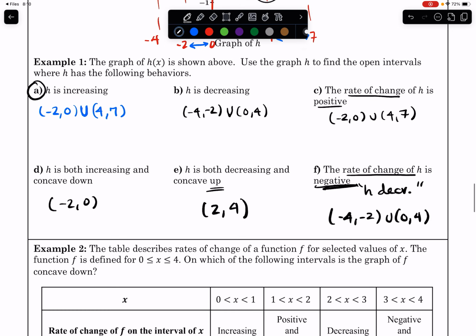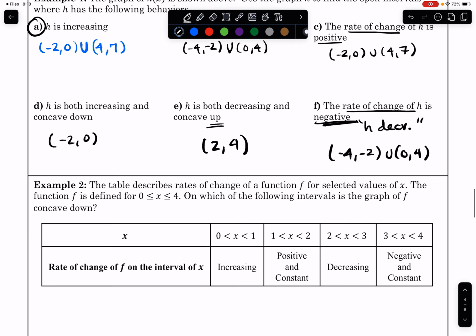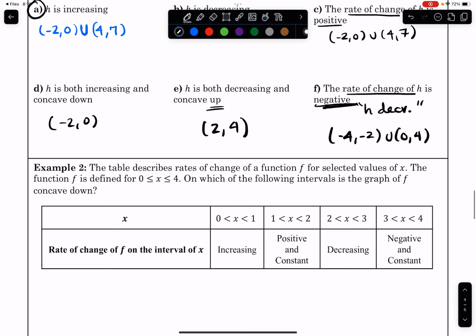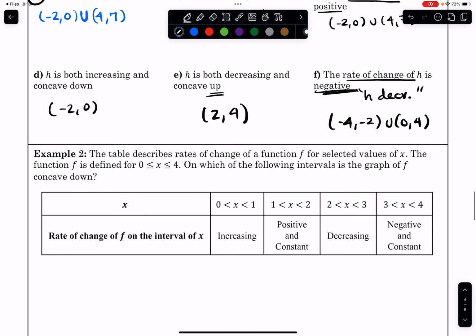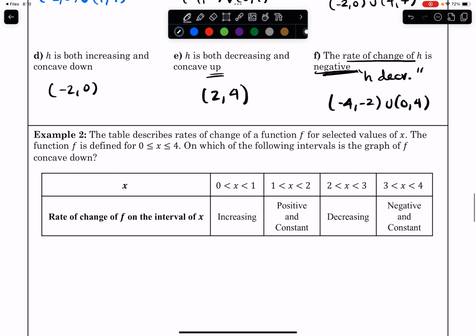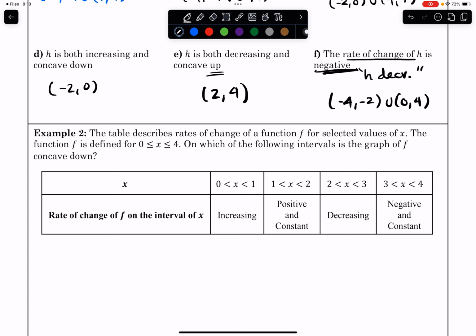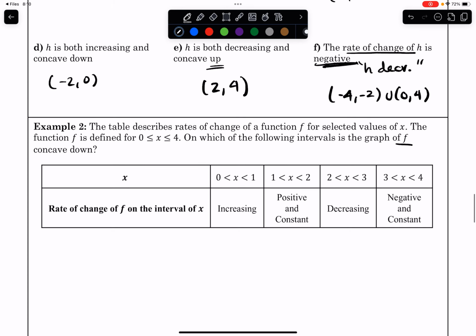Now let's look at one more example of describing the rate of a function, and let's look at the table. In this example, the table describes the rate of change of a function f for selected values of x. The function f is defined from 0 to 4. On which of the following intervals is the graph of f concave downwards?